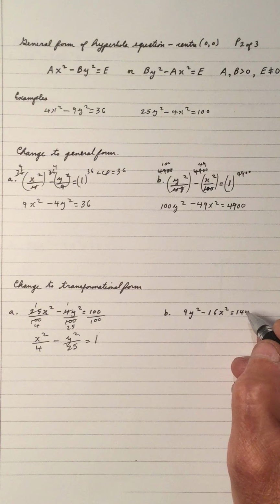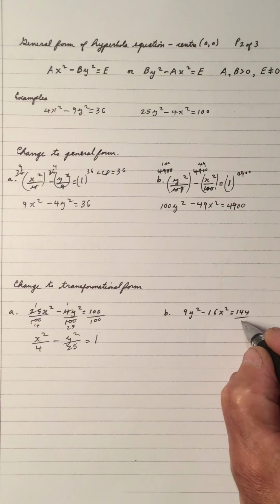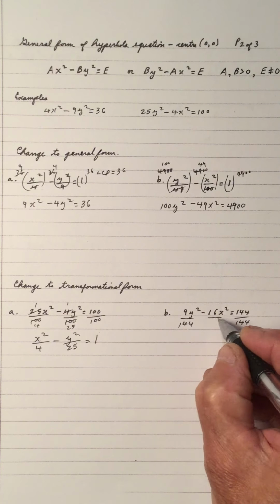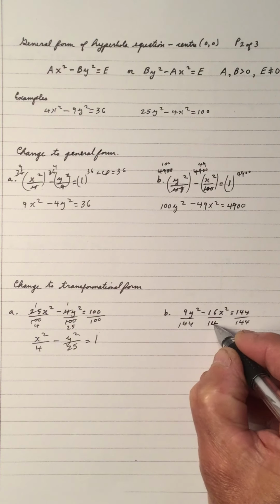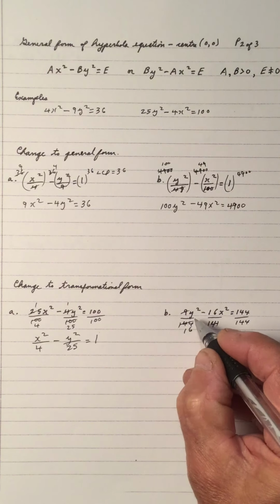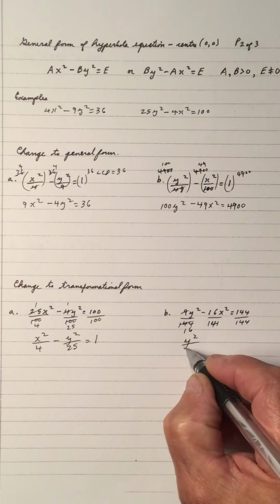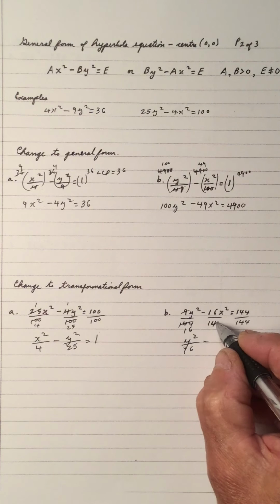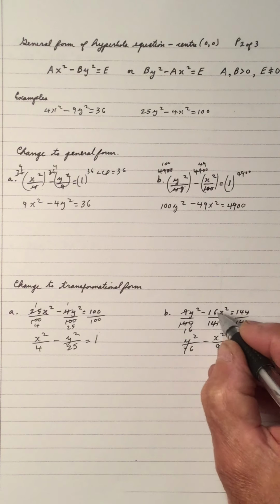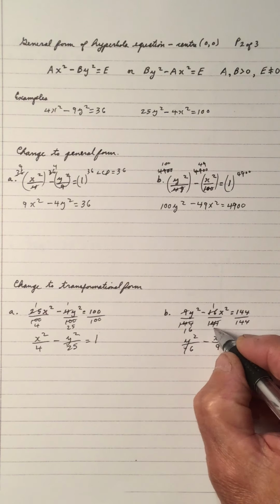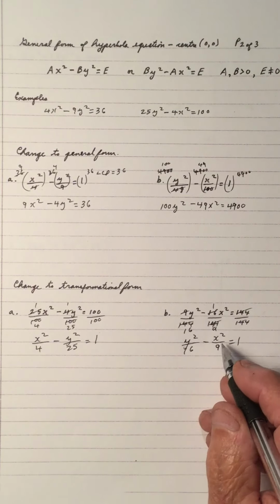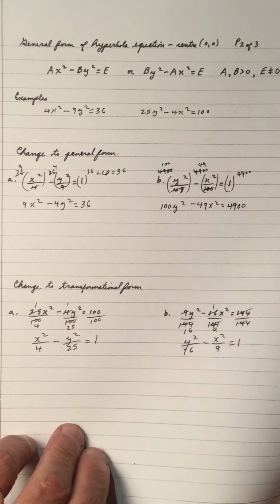And here we have a 144, so we want a 1, so we divide all parts of the equation by 144. 9 into 144 goes 16, so we get y squared over 16. 16 into 144 goes 9, so we get x squared over 9. And they cancel to give me 1. So we have the transformational form.